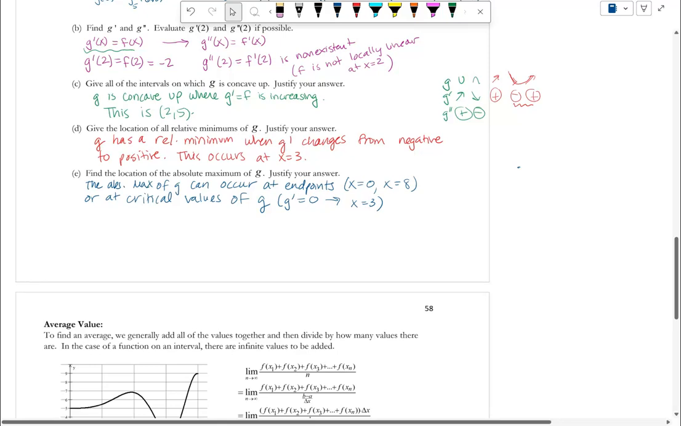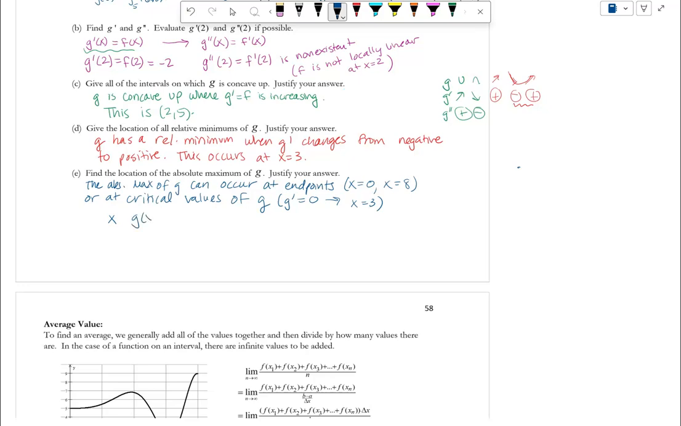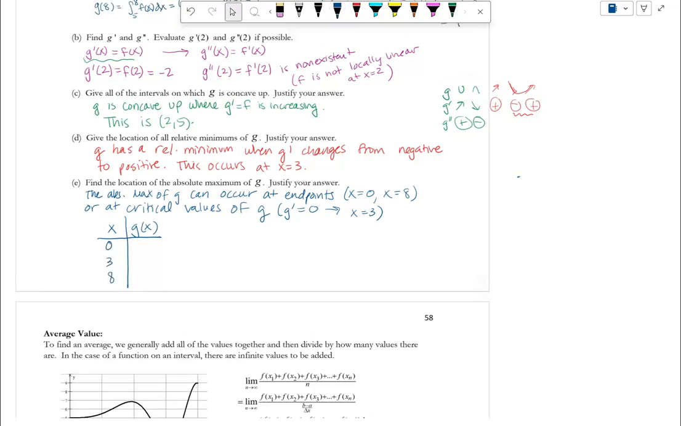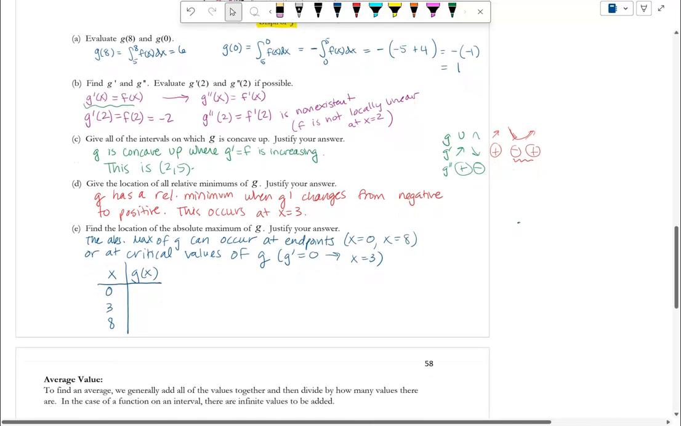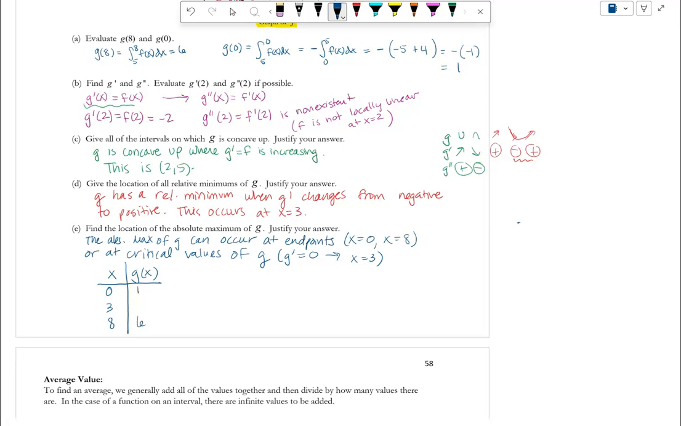All right, so when we are justifying an absolute max, we would usually want to make a t-table here. And we're going to use our endpoints 0 and 8 and our critical value of 3. And in part A, we already evaluated g of 0 and g of 8. So g of 0 we found is 1, g of 8 we found is 6.